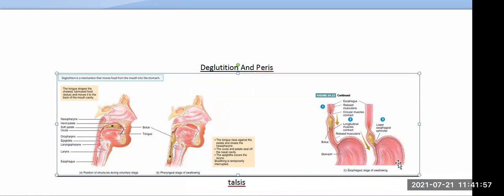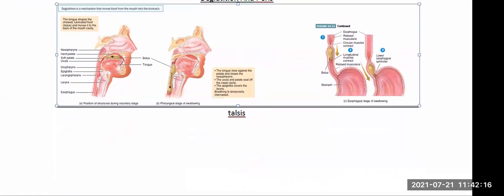Food is helped by the soft palate and your uvula. Right now, we'll see how the uvula and soft palate come into the picture, and we need to make sure of that.